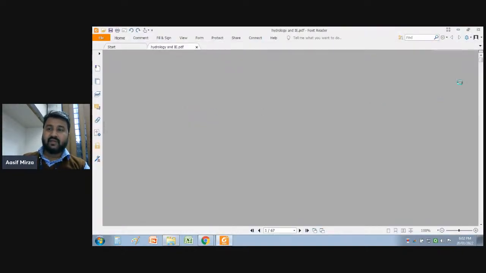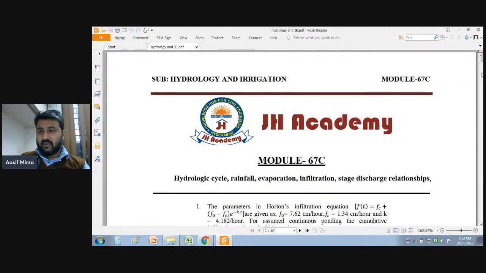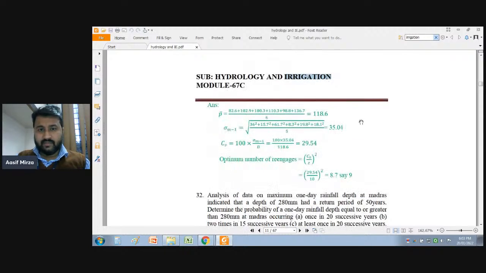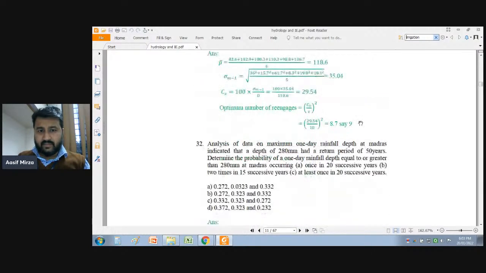On the basis of that, you can solve these 2 mark questions in the GATE examination. Now we will just directly go to the irrigation part.